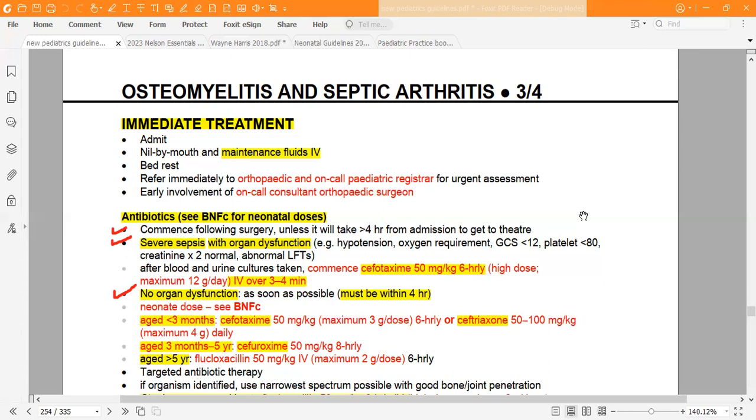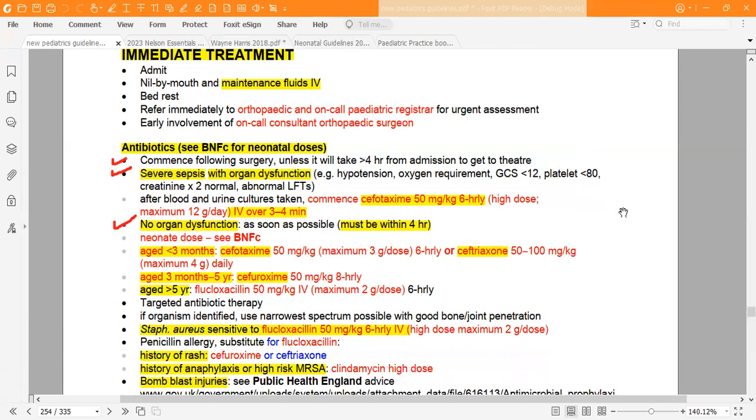What about the antibiotic choices that we can think about in these cases? Check the BNF for neonatal doses. You have to look at the BNF most of the time. You cannot memorize the dose out of your brain. It's not a good practical way. So you have to check the BNF all the time in your workplace. First of all, commence antibiotics following surgery, unless it will take more than 4 hours from admission to get to theater.